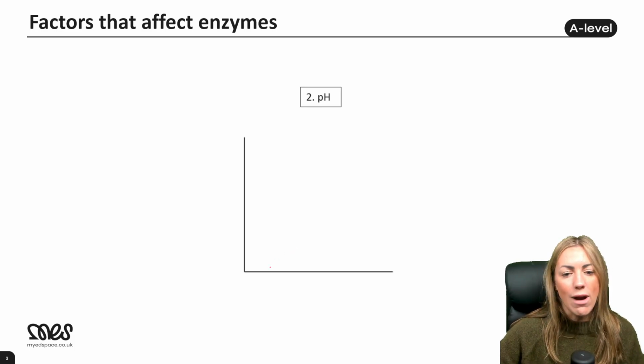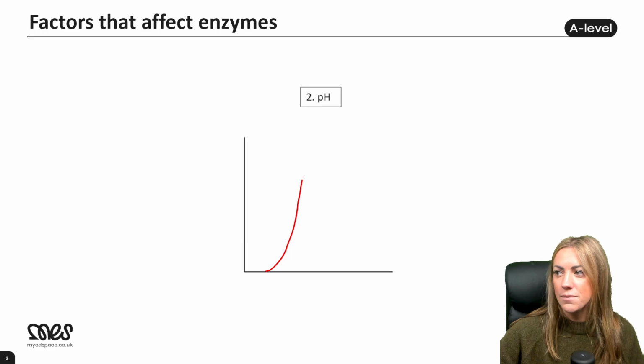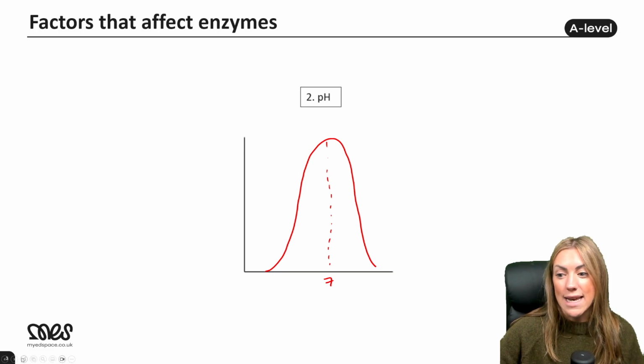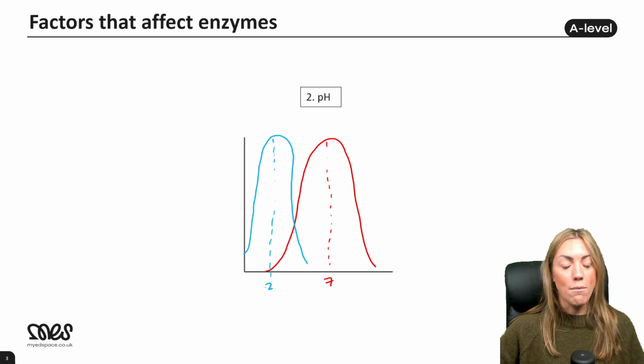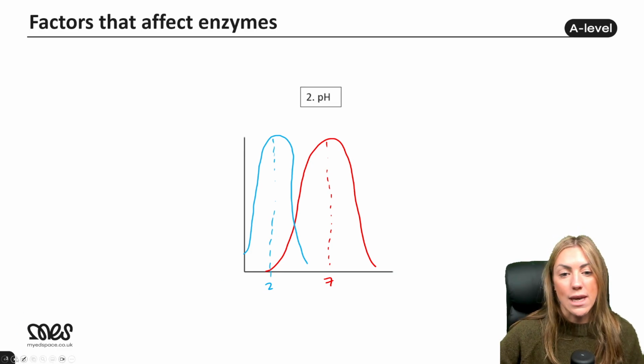So you might see graphs with multiple curves. So you might see a graph like this, where the optimum pH is about 7, if we're talking about, say, amylase in the saliva, or you might even see a graph like this, where the optimum pH is much lower, maybe about 1.5 or 2, if we're talking about enzymes in our stomach.